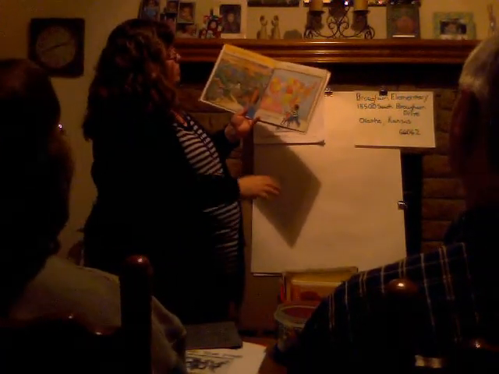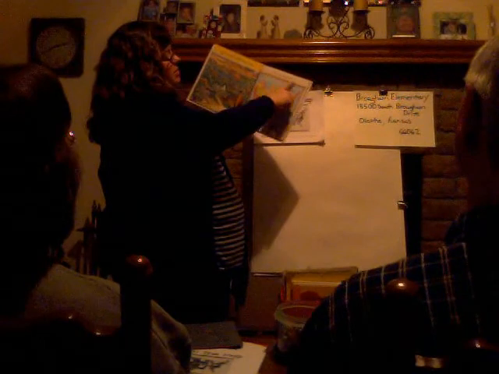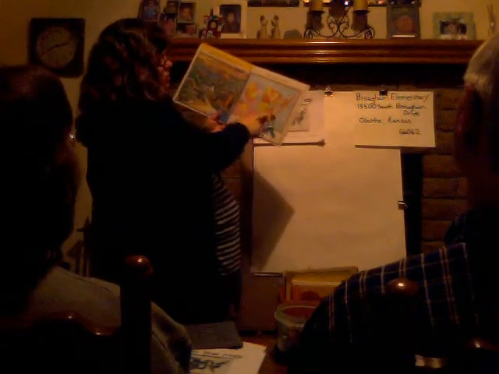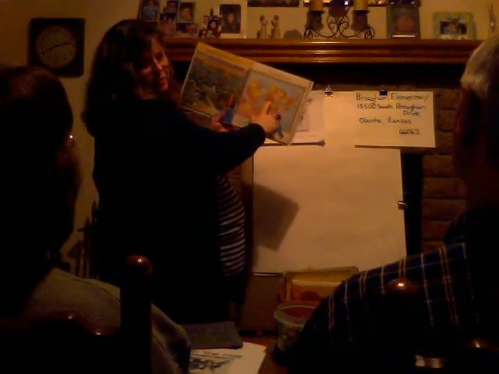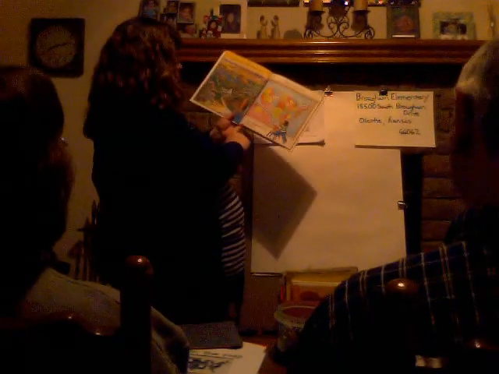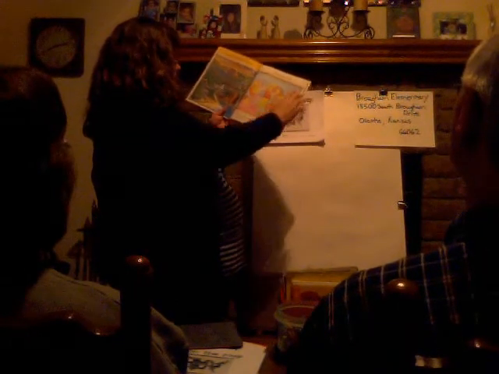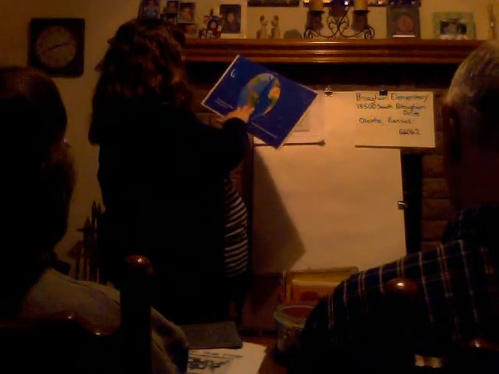This is my country, the United States of America. This is a map of my country, the United States of America. And right in the middle of that, what do we find? Kansas. This is my state on the map of my country.